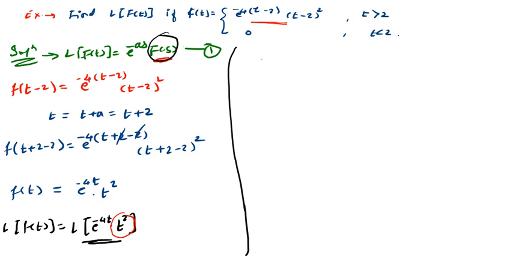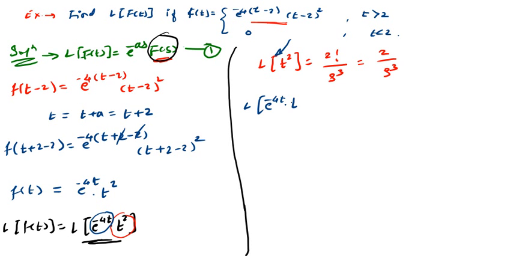So firstly find out the Laplace transform of f of t, that is t square, which is 2 factorial upon s to the power 2 plus 1, that is 3, so 2 upon s to the power 3. Now insert e raised to minus 4t here. So this will be L of e raised to minus 4t into t square.